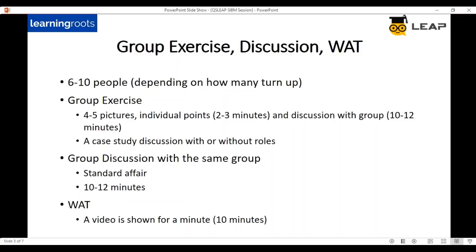The only thing that we discussed was the construct of how the entire process works. You may have group discussion as part of the group exercise, or it can be 4 to 5 pictures followed by a discussion on it. The fact is, of course, a video will be shown to you and then you have to write on it.